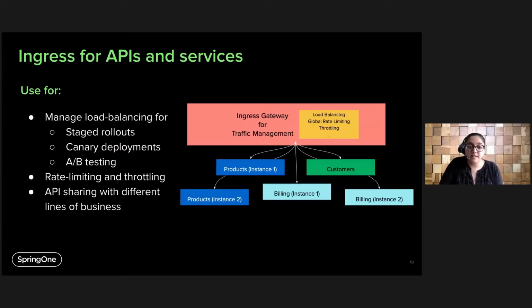So in summary, ingress for traffic management can perform a lot of diverse roles as we went through. You can also deploy multiple gateways to manage global level traffic or local domain level traffic to achieve these use cases.